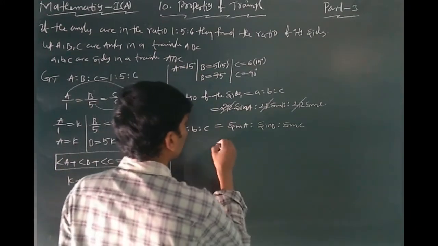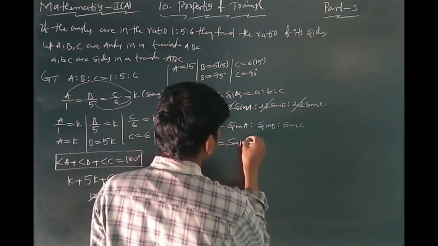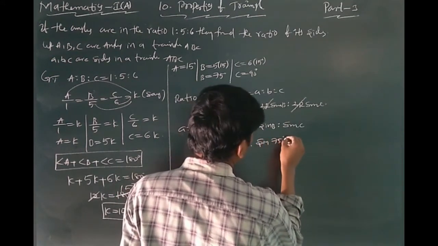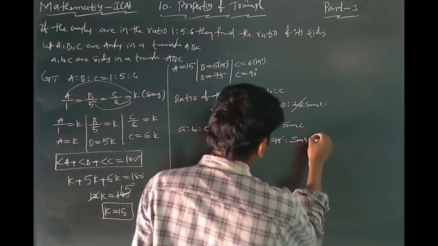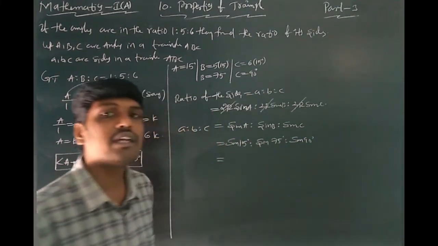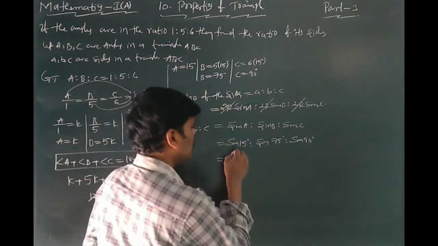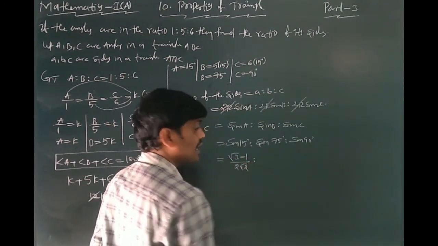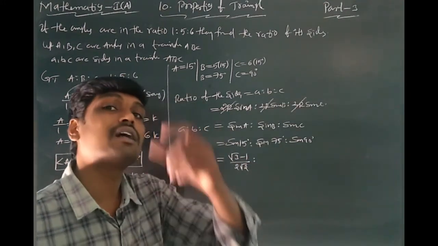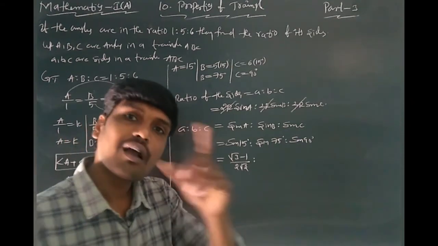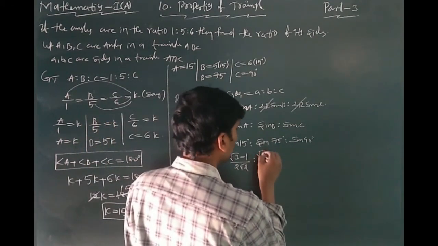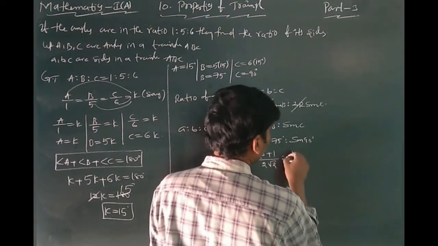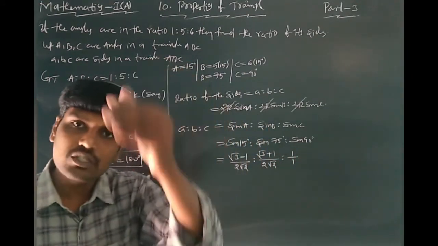What is the value of A? Sin 15 degrees. Sin B value is sin 75 degrees. Sin C value is sin 90 degrees. Sin 15 is root 3 minus 1 by 2 root 2. Similarly, sin 75 is nothing but cos 15. That value is root 3 plus 1 by 2 root 2. Sin 90 value is 1, that will be 1 by 1.